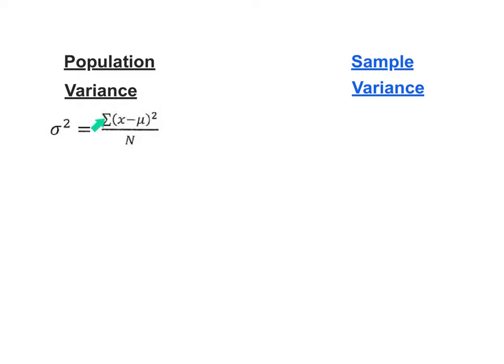We saw this capital sigma yesterday, that means the summation. X is the value, the data value, and mu is the population mean. N represents the number of data values in the population. If you had to do this by hand, like I had to do it by hand back in the day, what this formula says is you would have to take each data value, subtract the mean from it, take that difference, and square it.